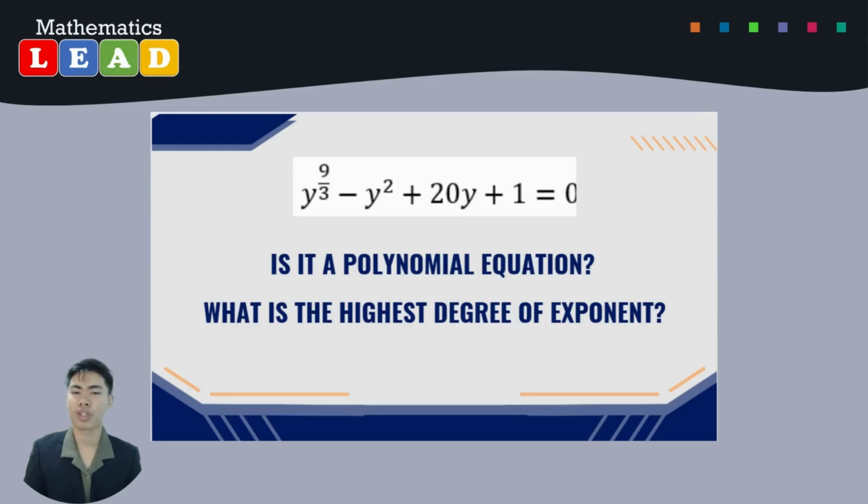Therefore, it is a polynomial equation. If it is a polynomial equation, what is the highest degree of the exponent? Very good, it is 3. Therefore, it is called a cubic polynomial. Very good.